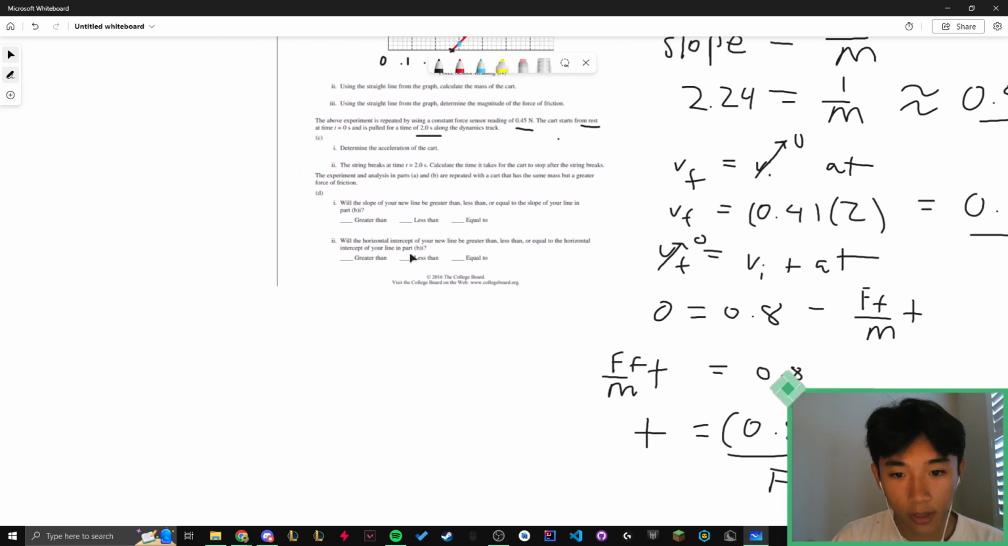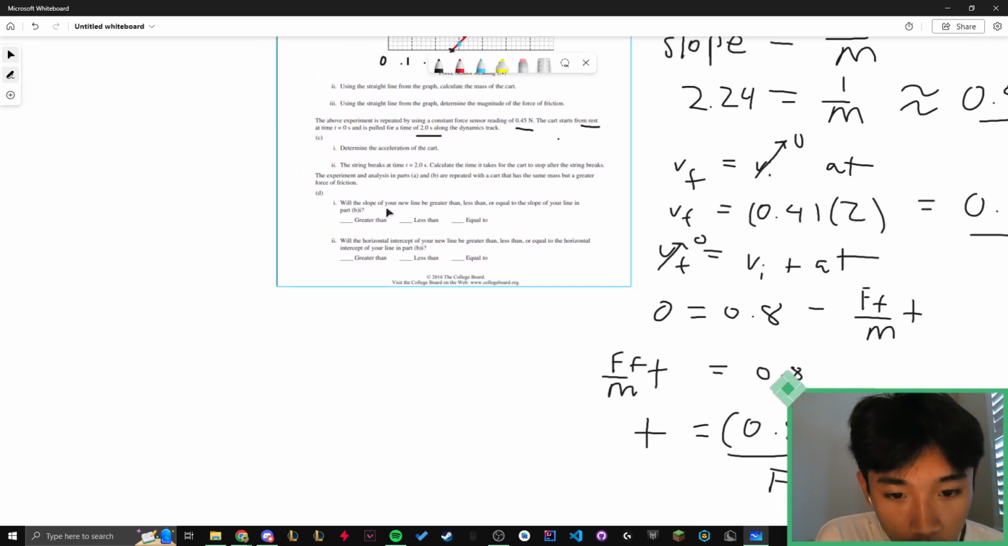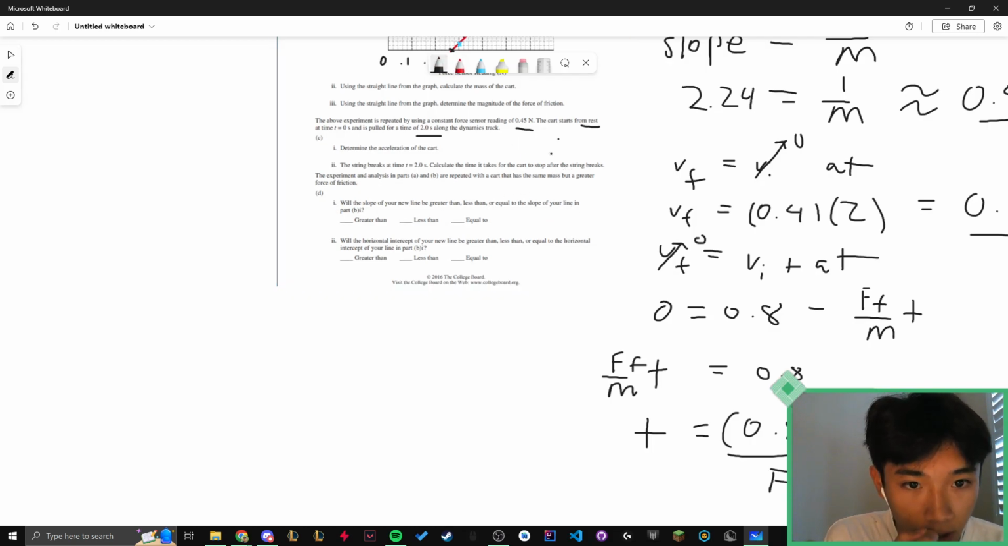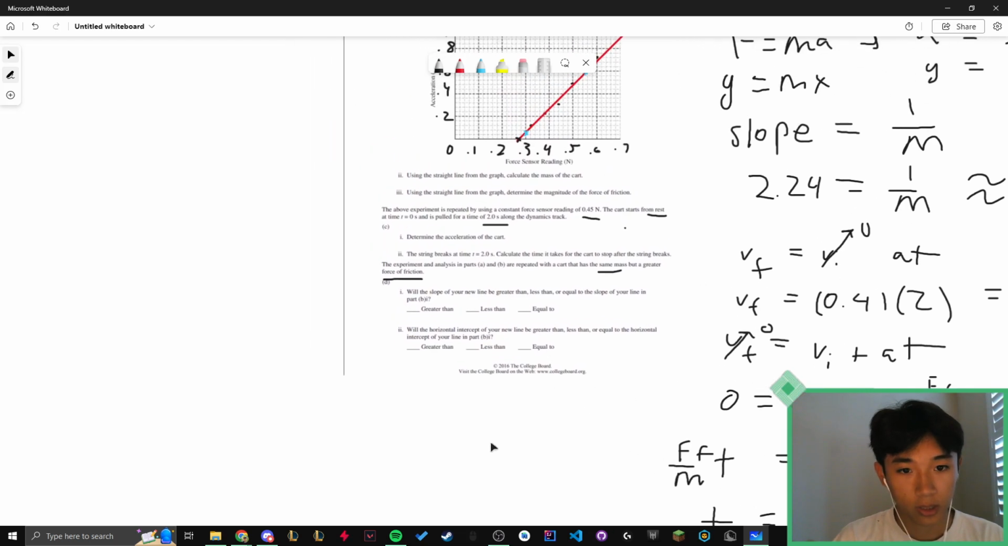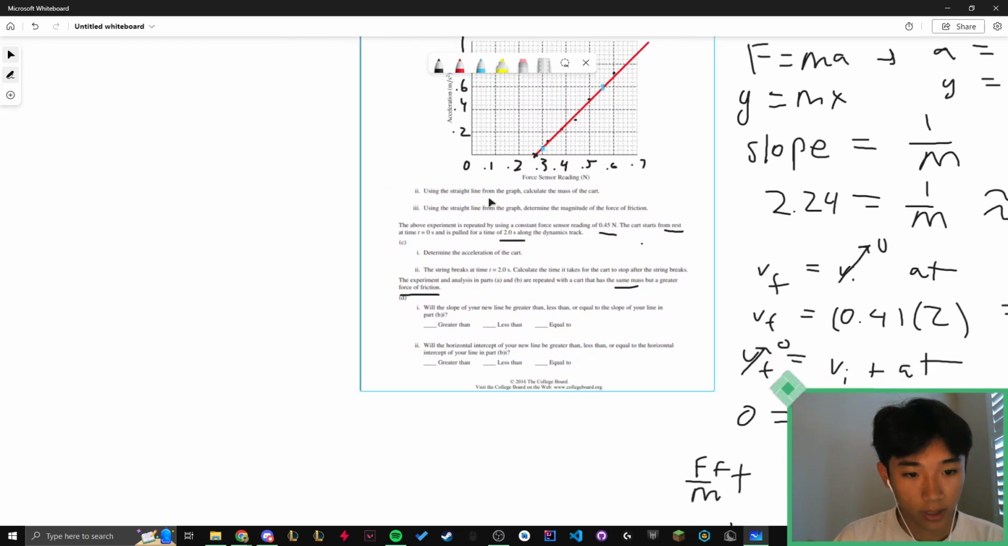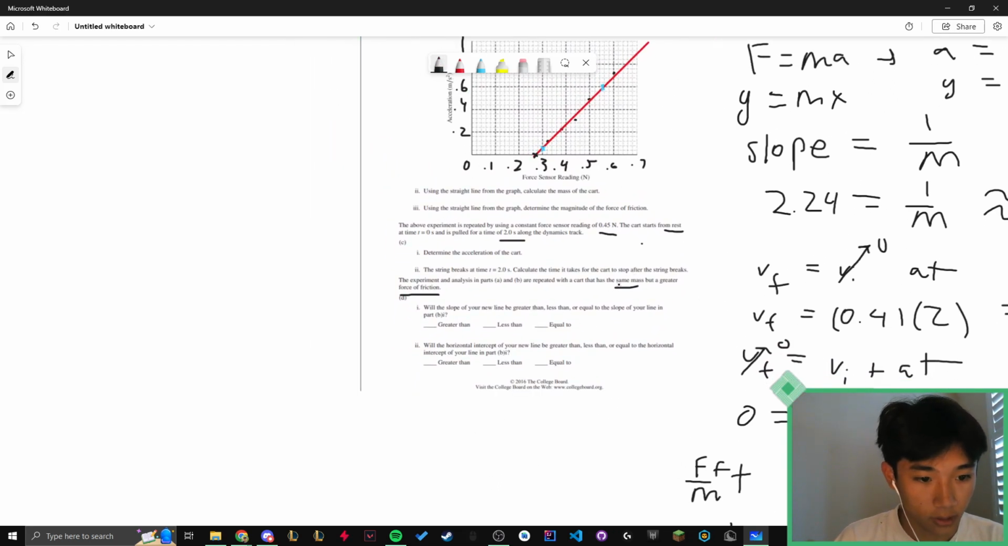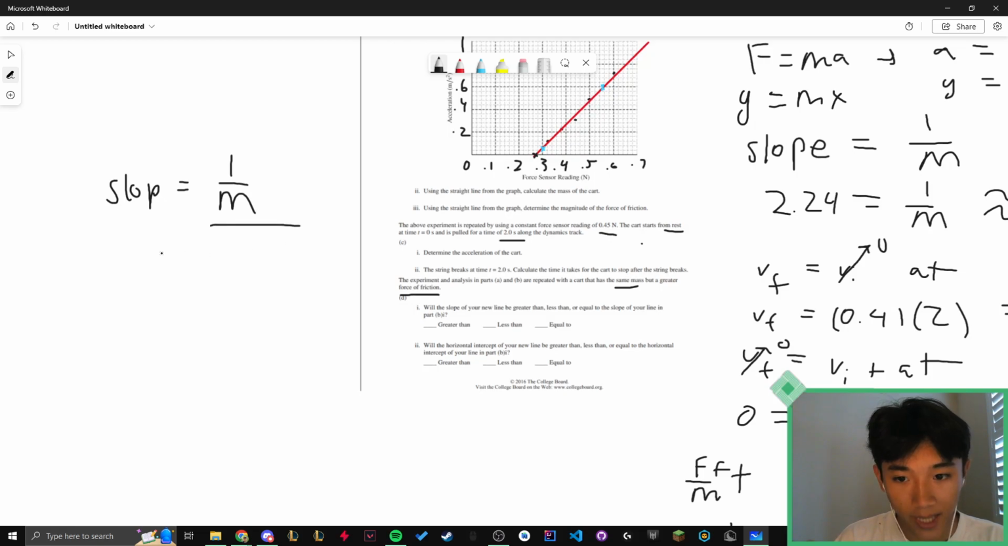And now they're asking, will the slope of your new line be greater than, less than, and so on. So the thing to note is that it's the same mass but greater force of friction. As we know, the slope is equal to 1 over m, and if the mass is the same, then that means the slope's going to be the same.